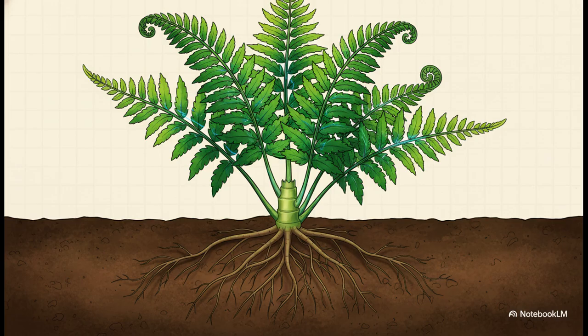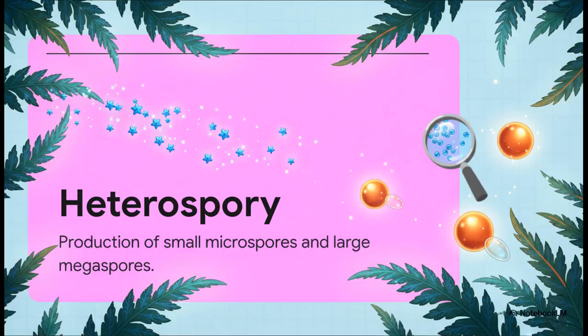A total game changer. Furthermore, a select few within this group unlocked an incredible new feature called heterospory. So instead of producing just one generic type of spore, they started producing two distinct types, small microspores for the male side and large megaspores for the female side. Why is this a big deal? Because this is the critical, absolute prerequisite technology needed to eventually invent the seed.